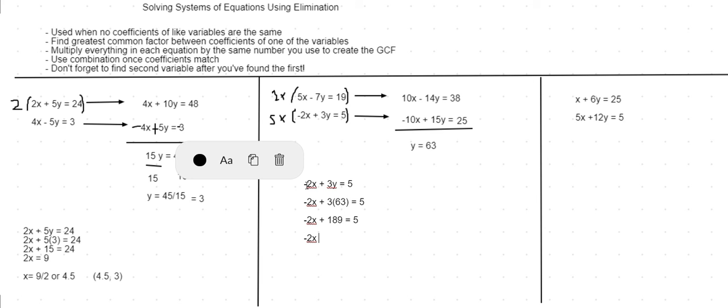Negative 2x equals negative 184. And then x would equal, in this case, 92. All right, so my solutions would be 92 and 63. And if we looked at the other one, if you put that into your calculator, if you'd like, just to double check your answer, 92 times 5 minus 7 times 63 does make 19.